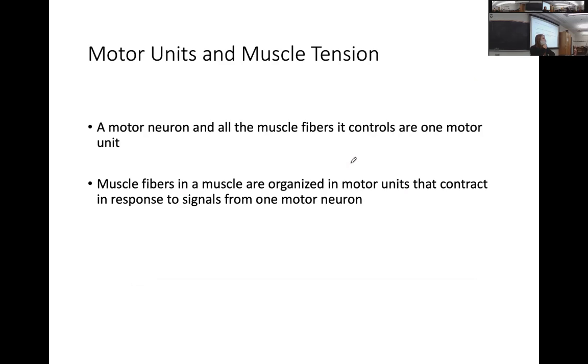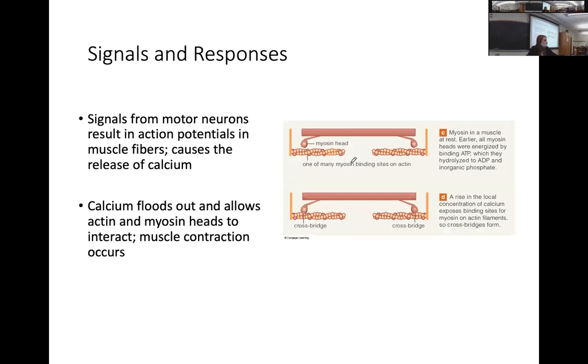So we have motor units and muscle tension. A motor neuron and all the muscle fibers it controls are called one motor unit. And these muscle fibers are organized in motor units that contract in response to signals from the motor neurons. These neurons are the communication, the telephone poles that are saying, hey, muscle, Alex is wanting you to contract. And it's sending an electrical current in order for the muscle to do something. Some of that's involuntary and some of that is voluntary. We talked about that with the different types of muscles.